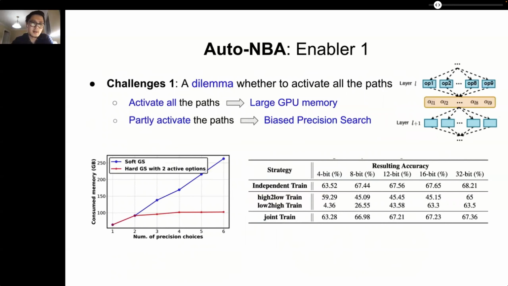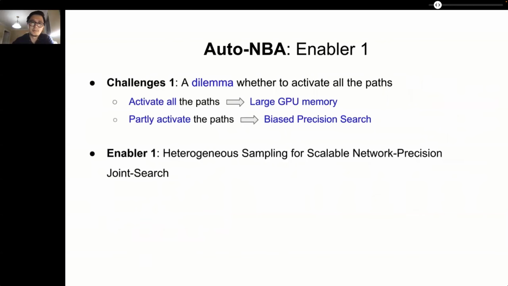As we can see from the left figure, when all the precision choices are activated, the GPU memory consumption basically exploded. The right table, the middle two rows, shows the partial activation of some precision choices during the search. All of them lead to suboptimal accuracy, which is also not ideal.